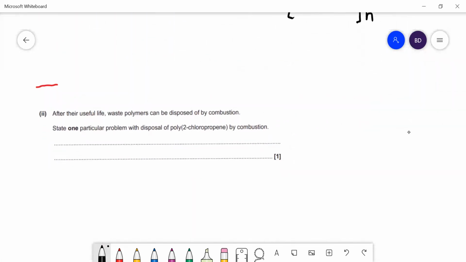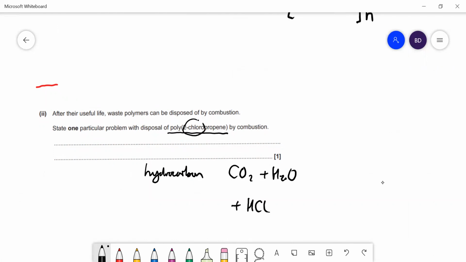After their useful life, waste polymers can be disposed of by combustion. Right, one particular problem with burning this particular polymer: if you're burning hydrocarbons, it's not too bad, because all you're going to get as the combustion products are CO2 and water if the temperature is high enough. Okay, but if you burn this, because you've got chlorine in there, you're also going to get some HCl, which is acidic, and that can't be released into the environment without being captured or something first.